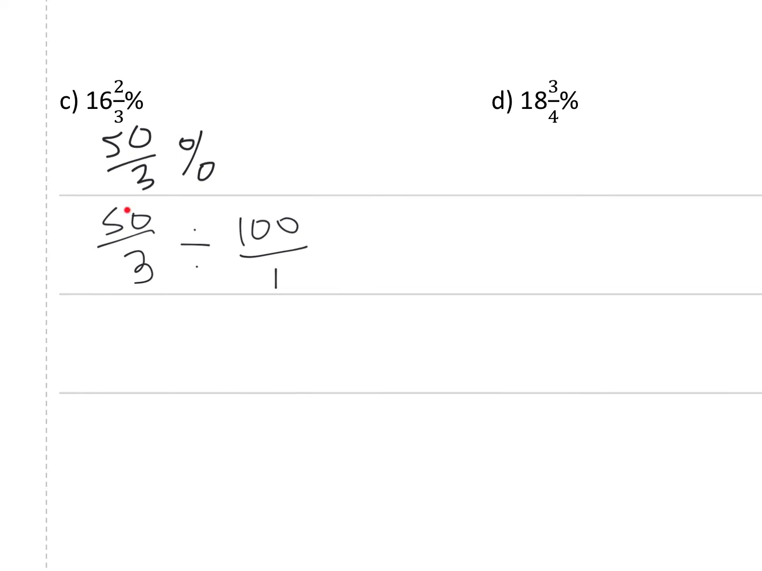When we're dividing fractions, we keep the first fraction. We flip the second fraction, and we change the sign to multiply. So if we're dividing by 100, that's actually the same as multiplying by 1/100. And then to do that, we can cancel out any common factors first. We can divide the numerator by 50, divide the denominator by 50, and we're left with, on the numerator, 1 times 1, which is 1, and on the denominator, 3 times 2, which is 6.